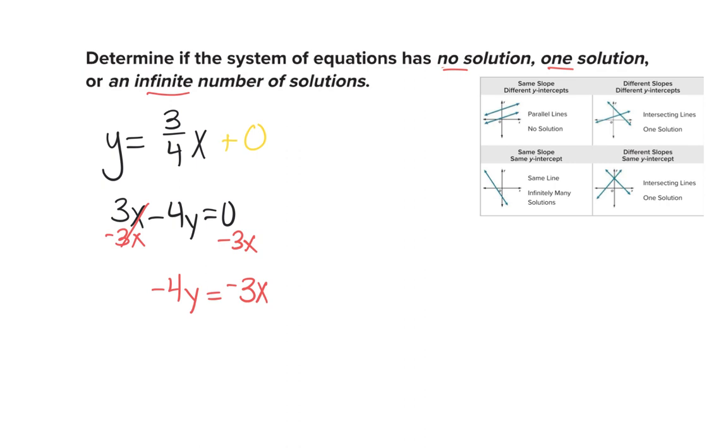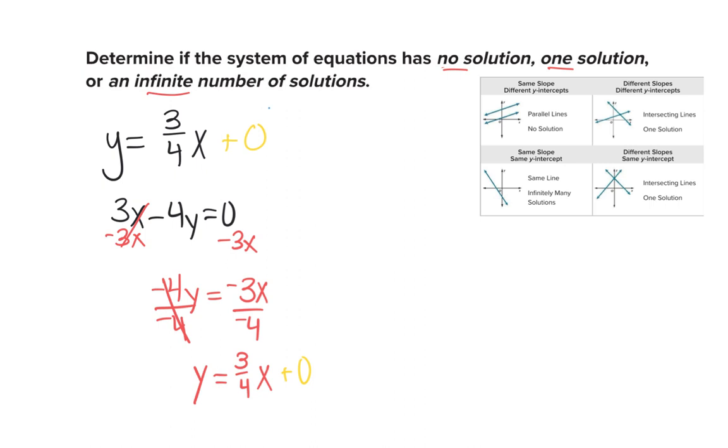Well, I don't need to write plus 0, right? So I'm going to just leave that. And then I'm going to divide both sides by negative 4 to get y by itself and positive. And then I have negative 3 divided by negative 4. That's a positive 3/4 x. And again, it would be like having plus 0 at the end. It goes through the origin.